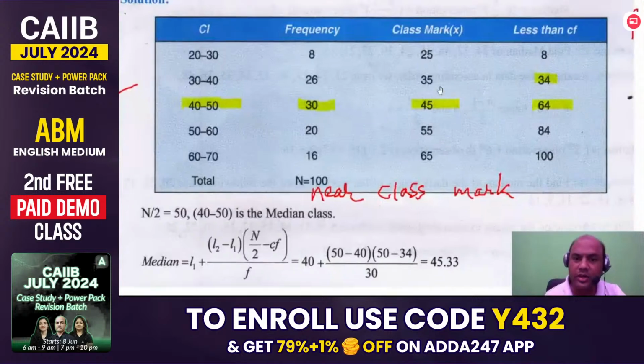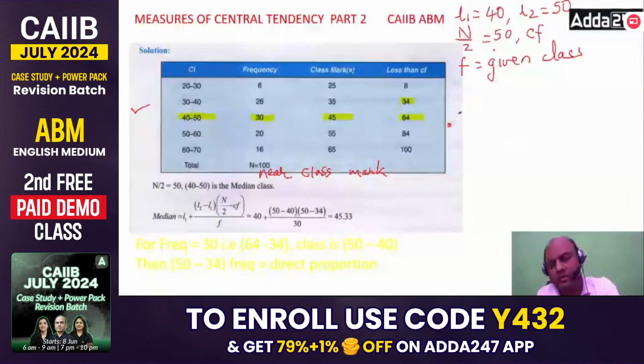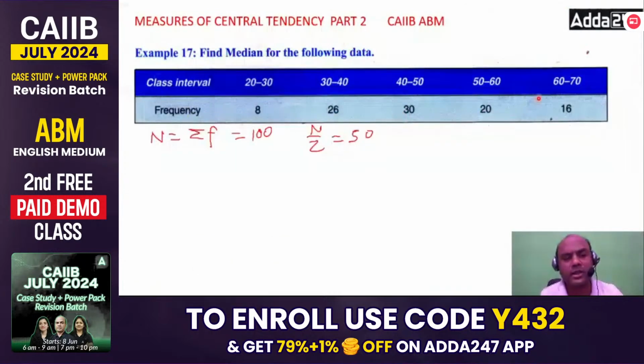And what is this class mark? They should have written it over here. See this table, it's given in your book. A direct question will be asked. They won't be asking you anything indirect. The question format on this will be very simple. They'll simply give you this much and ask you to find the median. That's it.